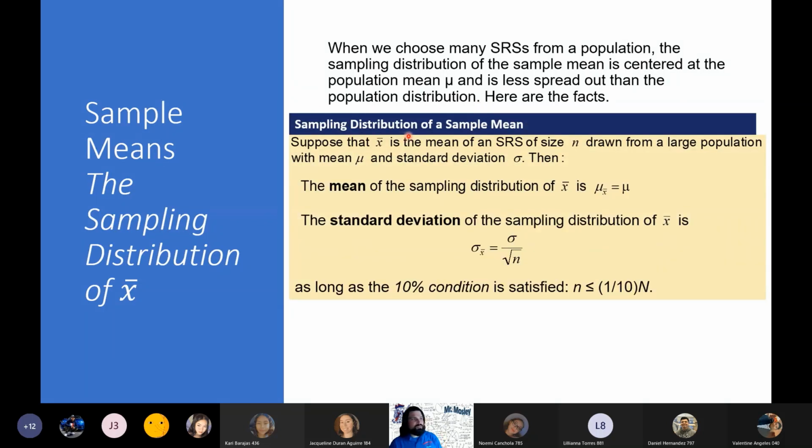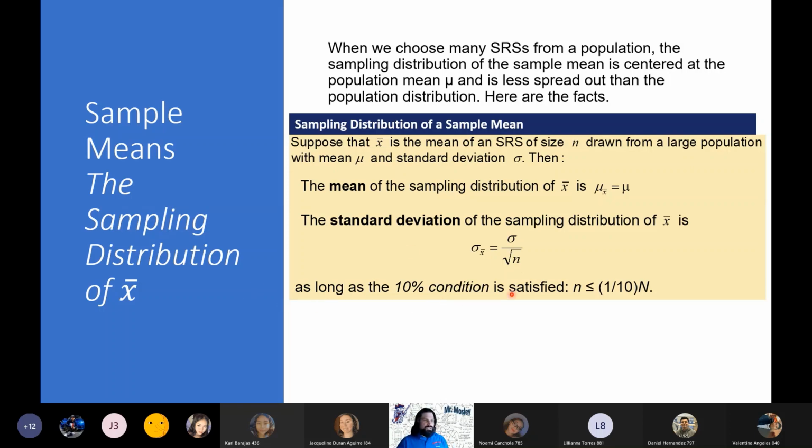The sampling distribution of a sample mean. This is something you're going to want to have in your notes. Suppose that X bar is the mean of an SRS of size n drawn from a large population with mean mu, standard deviation sigma. Then the mean of the sampling distribution of X bar is mu. So again, there's no calculation to do here. The mean of the sample means is the mean from the population. The standard deviation of the sampling distribution of X bar is the standard deviation of our population divided by the square root of the sample size.